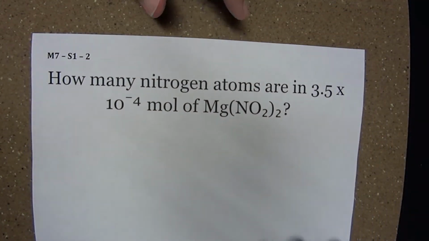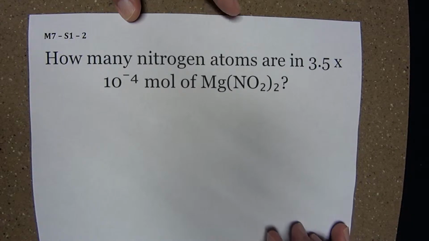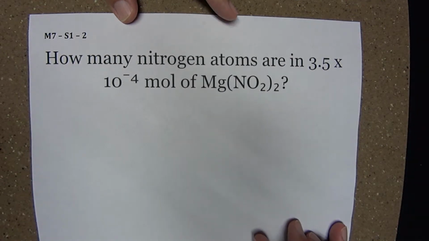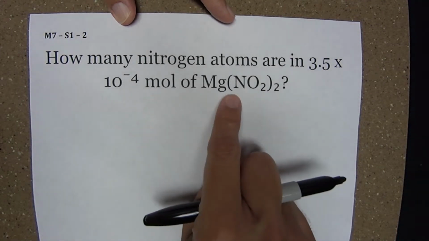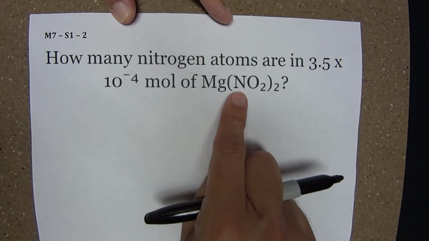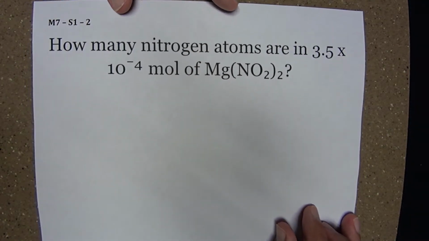Let's try another one. Here we're asked how many nitrogen atoms are in 3.5 times 10 to the minus 4 moles of magnesium nitrite. Okay, again, in talking through the algorithm, we're starting with moles of compound. We'll use the chemical formula to go from moles of compound to moles of just nitrogen. From moles of nitrogen, we'll go to number of nitrogen atoms using Avogadro's constant.